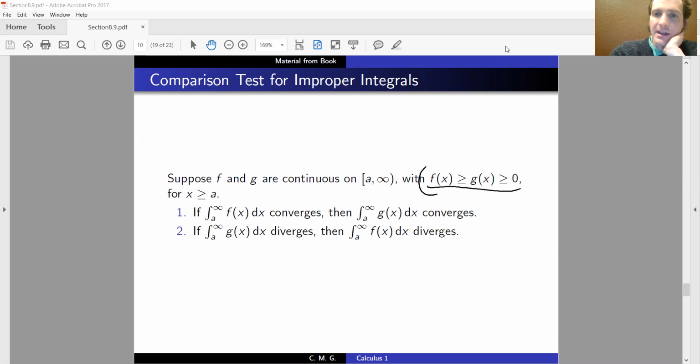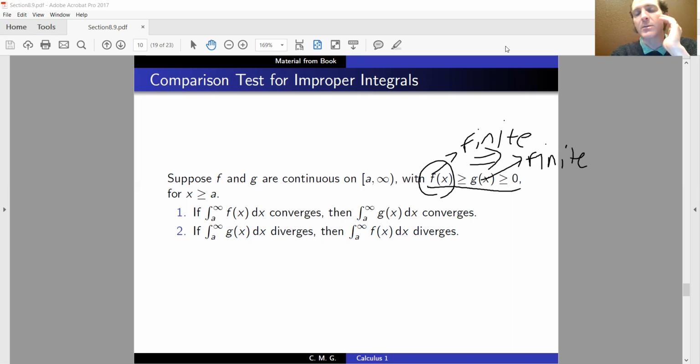So if the bigger thing goes to a finite value, then I know that the other one also goes to a finite value. So when you're doing your comparison, you basically want to compare with something you know the antiderivative of. Well, maybe that thing is like 1 over x, or 1 over x squared, or 1 over x to the fourth. Well, 1 over x to the fourth converges. So if I can say that this thing is less than 1 over x to the fourth, then it's also going to converge. So that's happy.